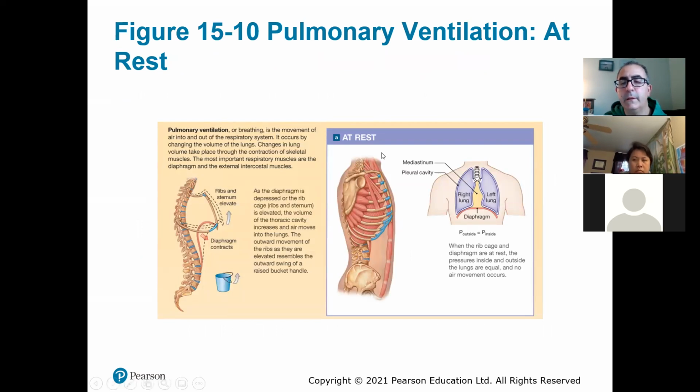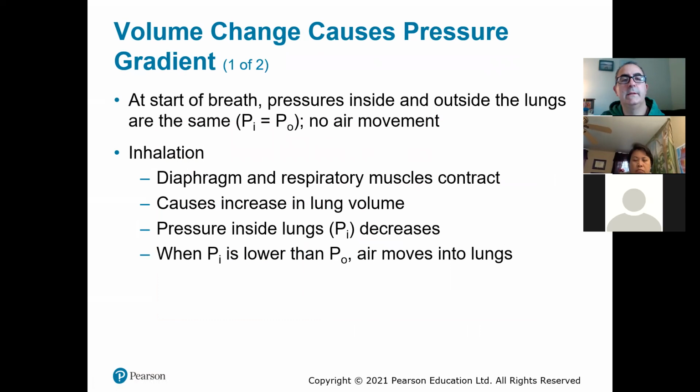So here is, again, here's at rest, right? And they go into these volume gradients. At the start of breath, pressure inside and outside the lungs are the same, right? Pressure out in the atmosphere and inside the lungs is the same. When you inhale, these muscles contract, increasing your lung volume, decreasing the pressure inside your lungs, making it less than the air around you, so air moves into your lungs.